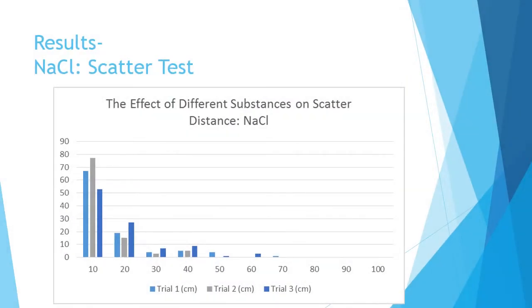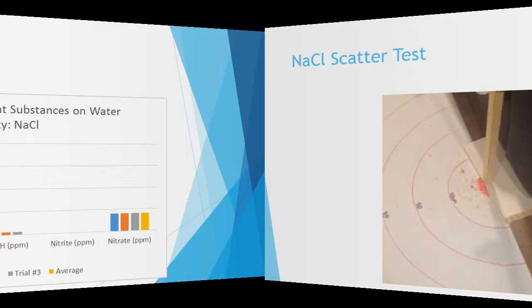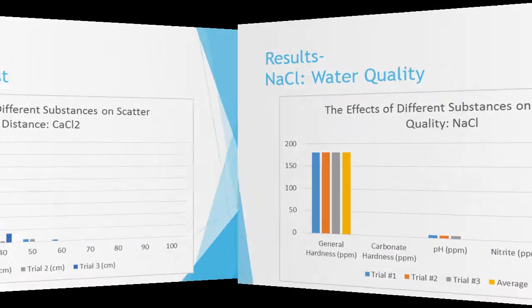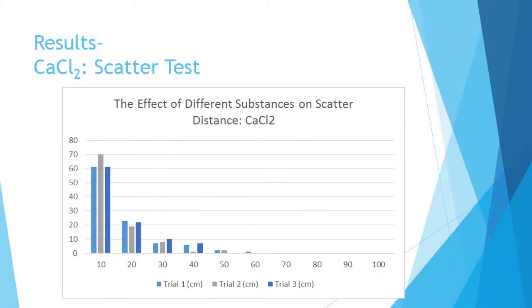For the results for the sodium chloride from the scatter test, most of the crystals landed within the 10 centimeter range, and only a few of them landed within the 60 and 70 centimeter range. The results for the sodium chloride from the water quality test were that all the tests had the same measurements from the different chemicals.